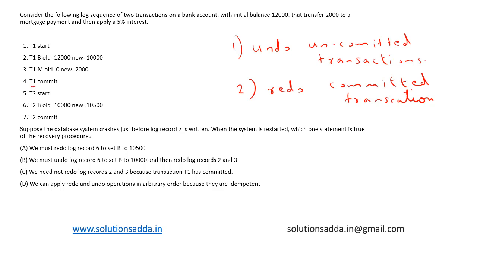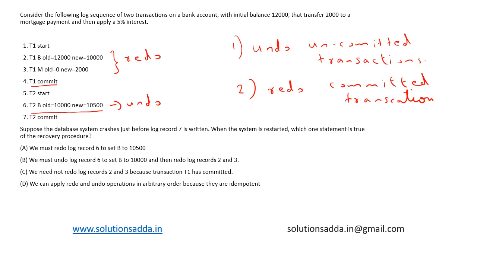So this transaction is already committed, and before this commit of T2, this happened. So based on the 2 points given, since T1 is already committed, we have to redo the steps 2 and 3. This has to be redone and this step has to be undone. So let's see the options.